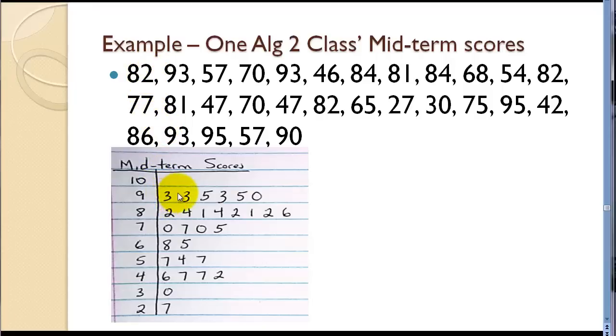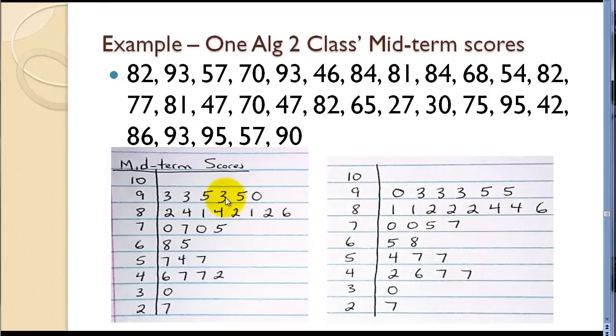I do this in 2 passes. In the first pass, I just go through the numbers and write each number. So 82 would go here, 93 is this, 93, 57 is this, 57, and we go through the list in order. Now we've grouped the numbers by tens, so we can order each of these rows. And now we have an ordered stem and leaf plot.